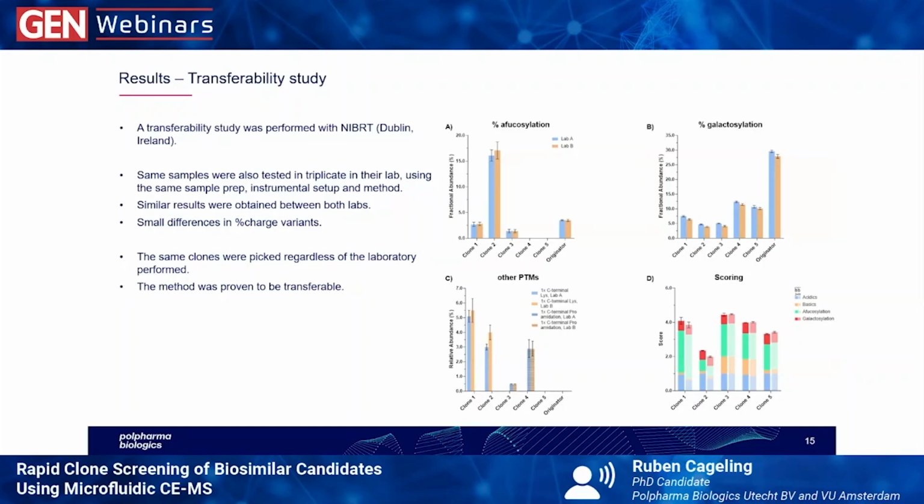In the end, we also tried to see if we do the scoring again, if we would pick the same clones, regardless of the laboratory that it was performed in. And as you can see in figure D, this is the case. They score almost exactly the same regardless of the lab that it was performed in. So we could say that the method was transferable.